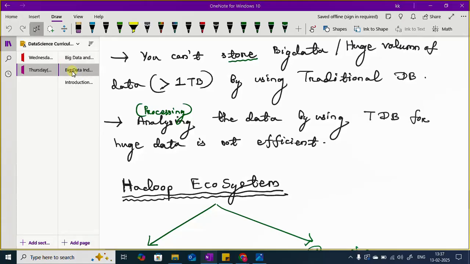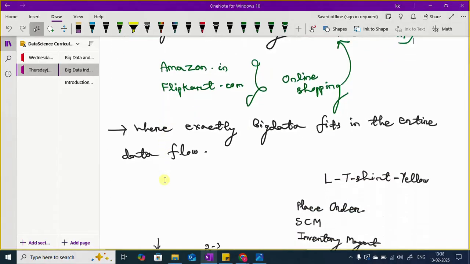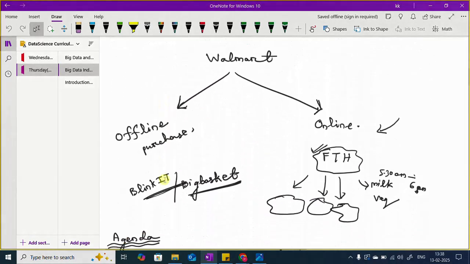Then, in the previous class, we completed the big data industry case studies. We completed two different case studies. One is the Walmart case study, which is related to the retail domain. Another one is the eBay case study, which is related to the e-commerce domain. Similarly, we have also seen Amazon.in or Flipkart.com, online shopping websites.